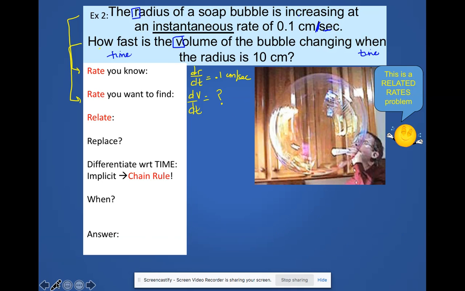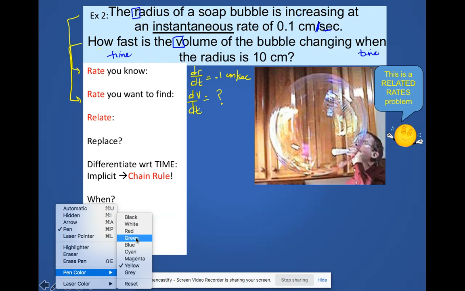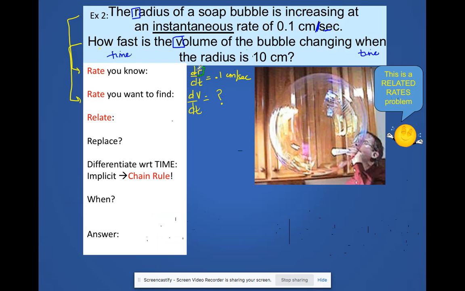Put a box around the two variables, R and V, and say, how can I make an equation that relates R and V of a sphere? Again, inside the AP will give you this formula, but come on, you pretty much should know it, right?